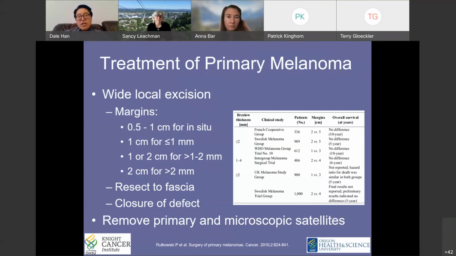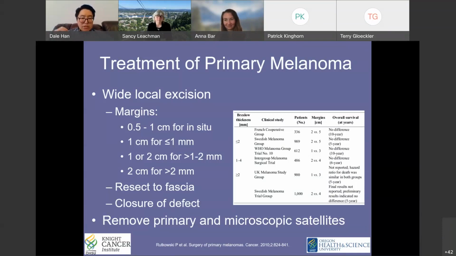Marr had mentioned, the treatment of melanomas consists of wide local excision using various techniques, either surgery or a Mohs surgery, particularly in specialized areas, as Dr. Barr has mentioned. And the margins utilized are as listed here, and also as Dr. Barr had shown in her slides. We basically resect down to fascia, and then we close the defect in various ways.